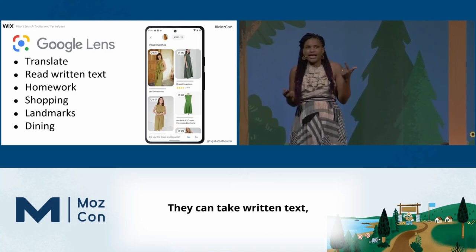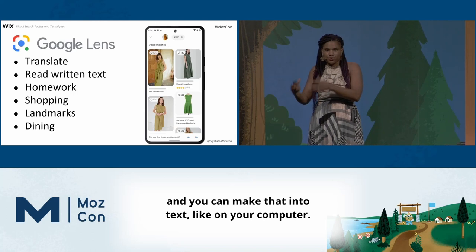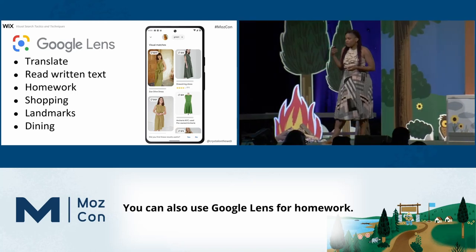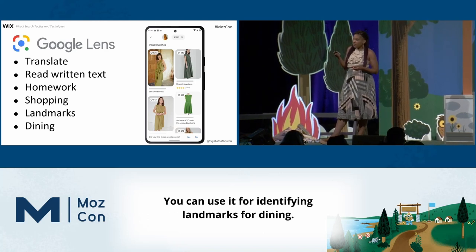They can take written text, so you take a photo of written text and you can make that into text, like on your computer. You can also use Google Lens for homework. You can use it for shopping. You can use it for identifying landmarks, for dining.